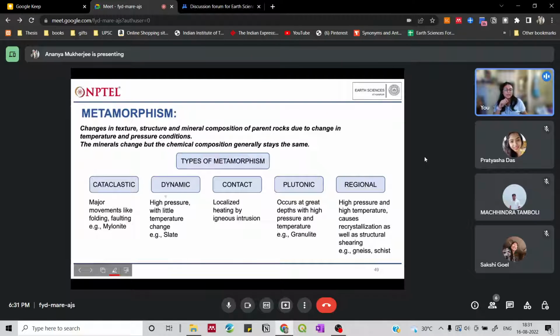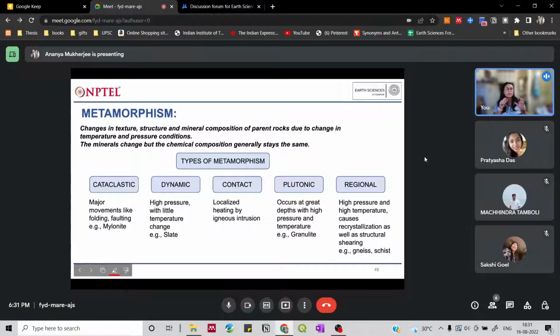Then you have dynamic. Dynamic is when there is high pressure. The pressure suddenly increases, and the temperature may or may not increase with this. So that is called dynamic. And then you have contact metamorphism.